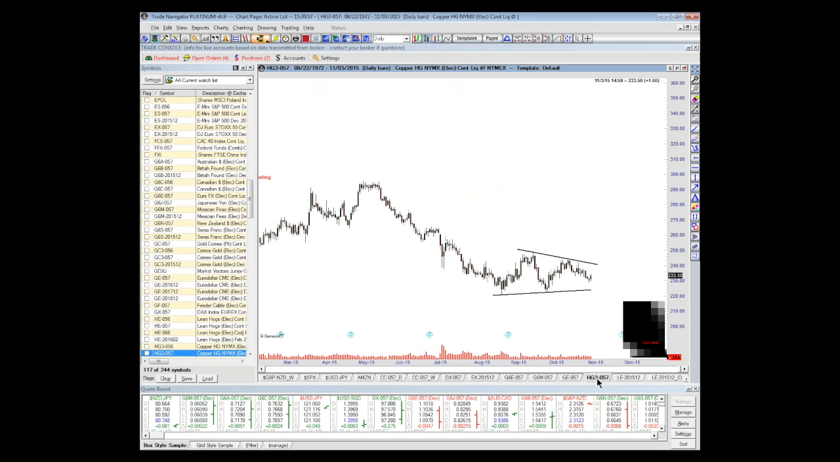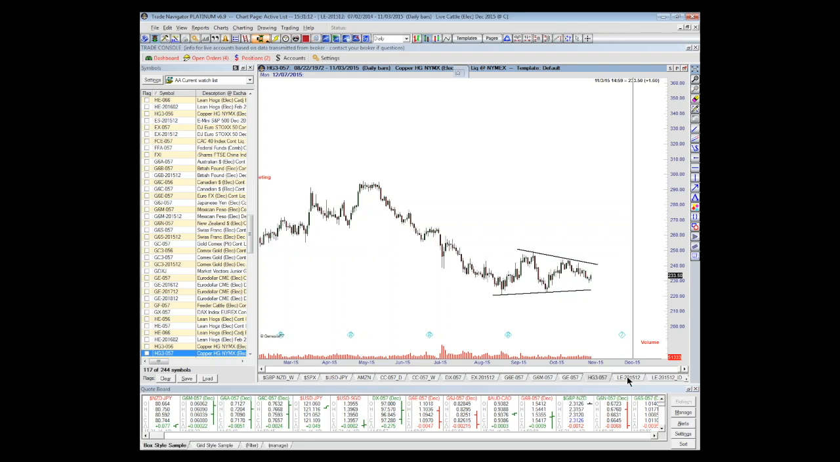Copper is building a symmetrical triangle. Right now, this is too short for us. Even if this completed, we probably would not trade this because we're looking for patterns that are 12 weeks in length. This hasn't quite made it, but we have it on here because we think the market may drift sideways for a bit.